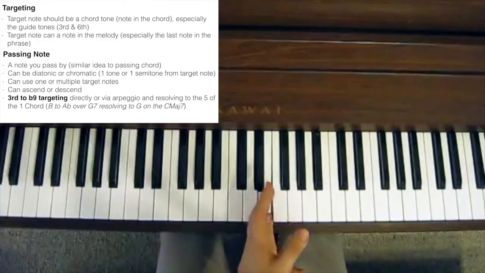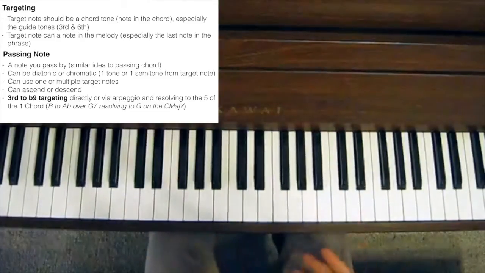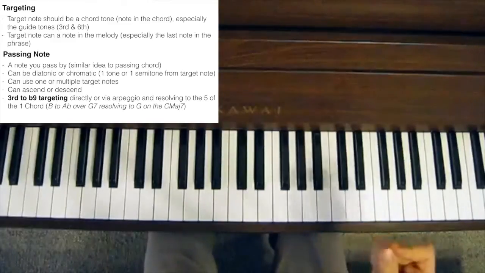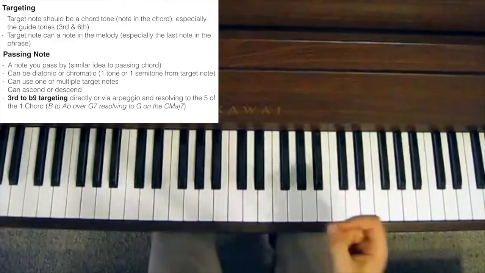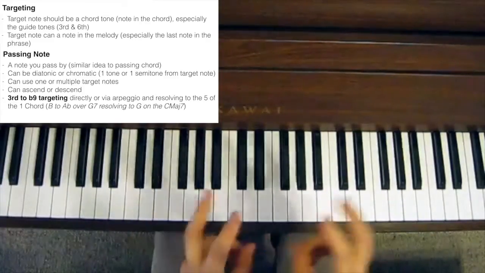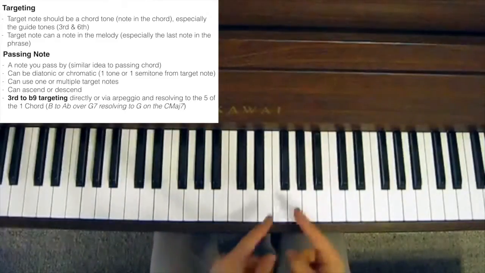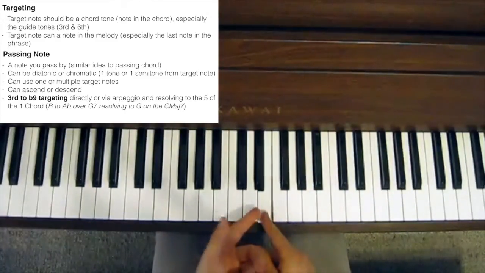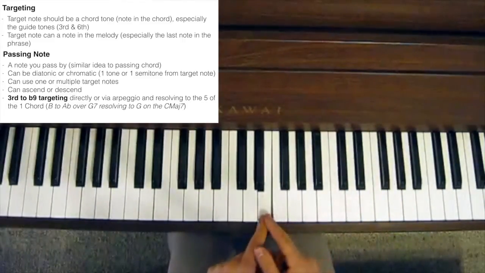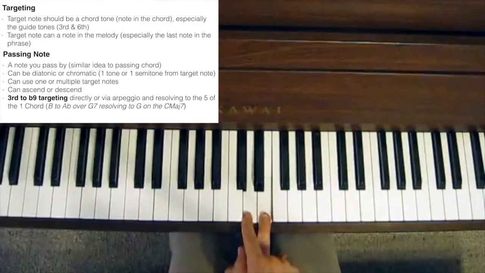So you can have multiple passing notes on your way to your target, but generally when people talk about passing notes, they refer to one note, the note directly before the target note. So in that little phrase, the passing note would be considered the F, because the F was the note directly before I played the E, the target. And the passing note has to be one note away from the target. So if E was our target, our passing notes could either be the F or the D.